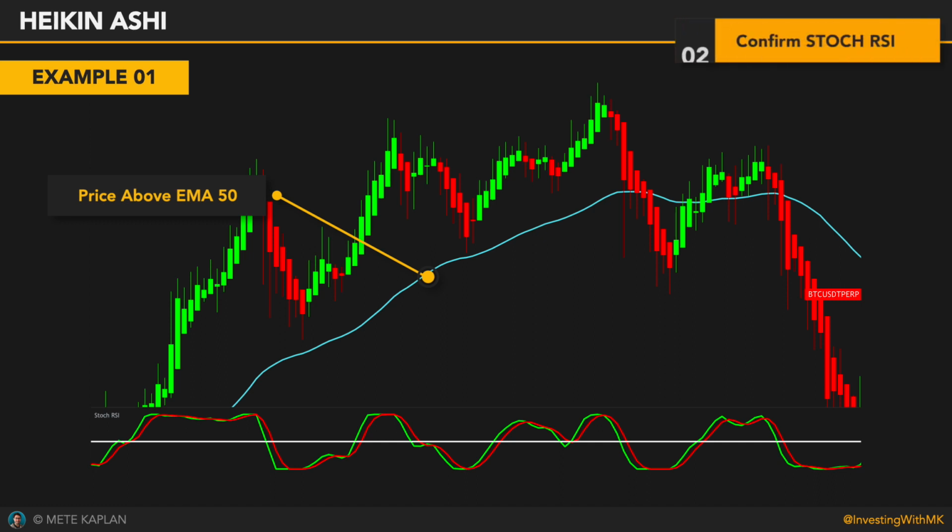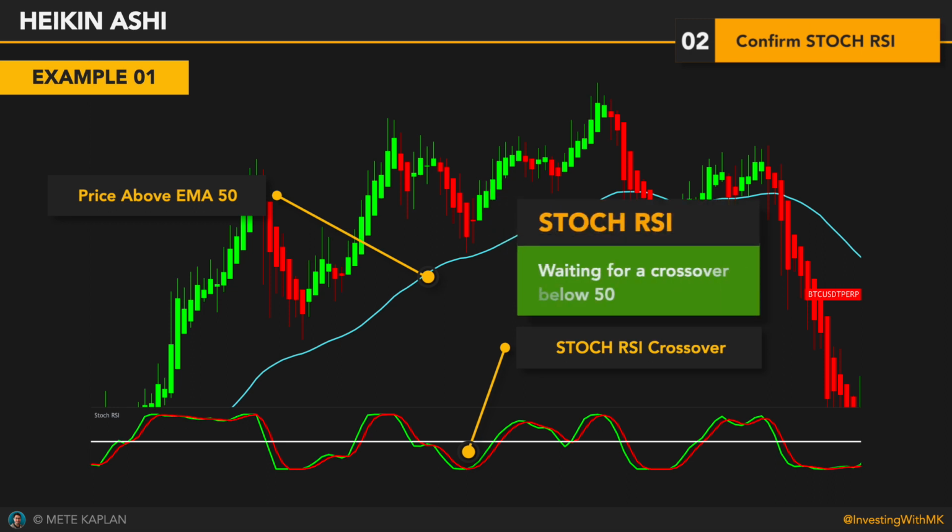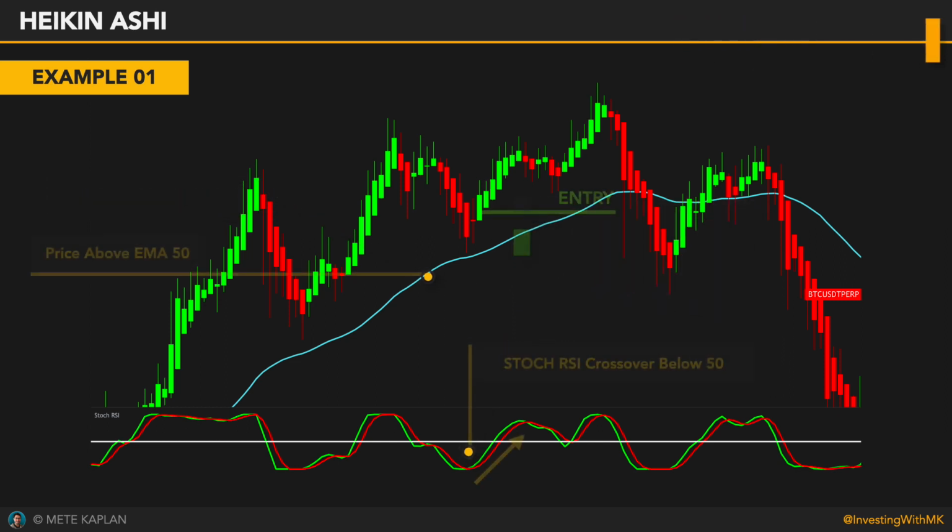Step 2. Confirming stochastic RSI. Now with stochastic RSI, I look at two things. First, a recent crossover with upward momentum. Second thing is I need stochastic RSI to be below 50. This white line in the middle is set to 50. Because anything above 50 means that it's too late for entry and risky for us.